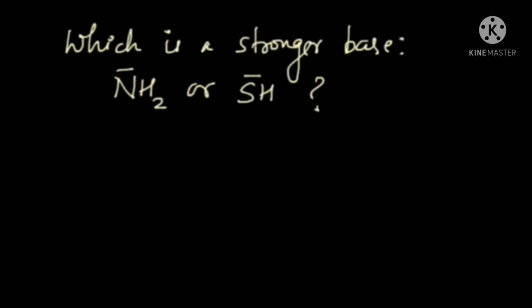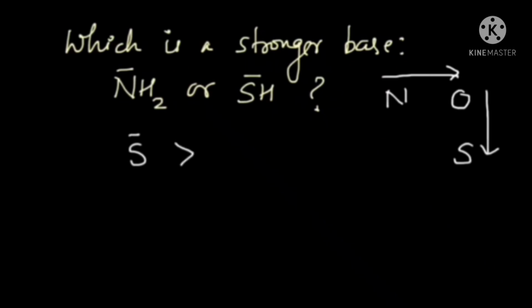Okay, so let's take a look at this question. Which is a stronger base, NH2 minus or SH minus? Now the atoms carrying the charges are N and sulfur S. Now we know that nitrogen is to the left of oxygen and sulfur is below oxygen. So we move one step to the right and then one step down. And what we can say is that sulfur with a negative charge will be more stable than oxygen with a negative charge, which will be more stable than nitrogen with a negative charge.